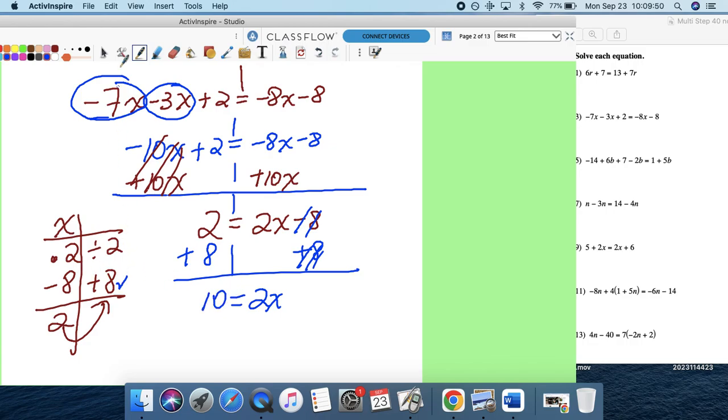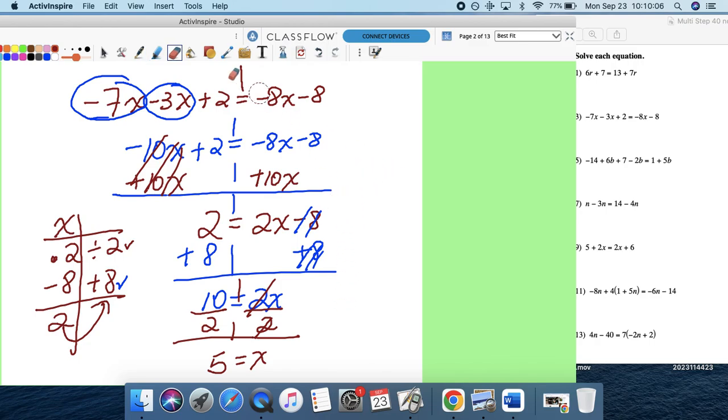Now the second thing I have to do is divide by 2. That's what it says here. So divide by 2 and divide this by 2. 2 divided by 2 is 1. 1 times x is just x. And 10 divided by 2 is 5. So apparently the answer is 5.